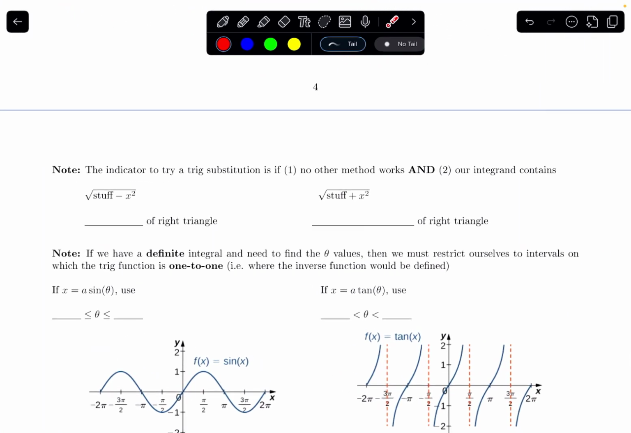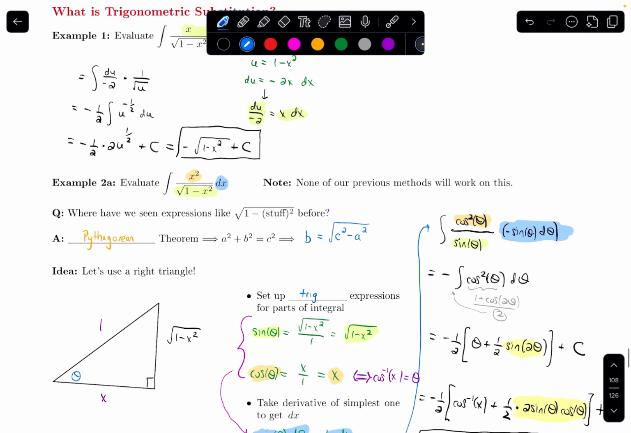So the key indicator to try a trig sub is if none of our other methods works, and our integrand, which is the function we are trying to integrate, contains something like the square root of stuff minus x squared, or the square root of stuff plus x squared. So if I have this first one, or if they were switched, and I had the x squared first minus the stuff, that's kind of like the one we just had in our problem. Then we make this side be the leg of our right triangle. And that's what we did here.